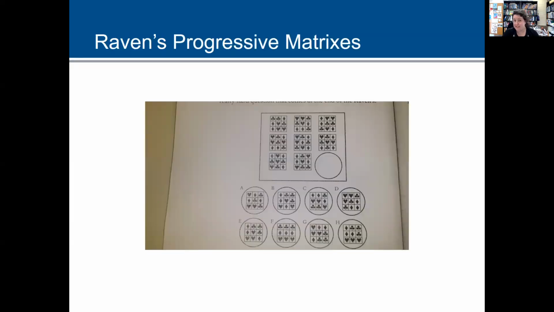A much more complex and intensive executive function test is Raven's progressive matrices. Similar to some of the tasks we looked at on the WAIS, these will ask you to select the image that would fit within that circle based on the other squares. This one's for you.